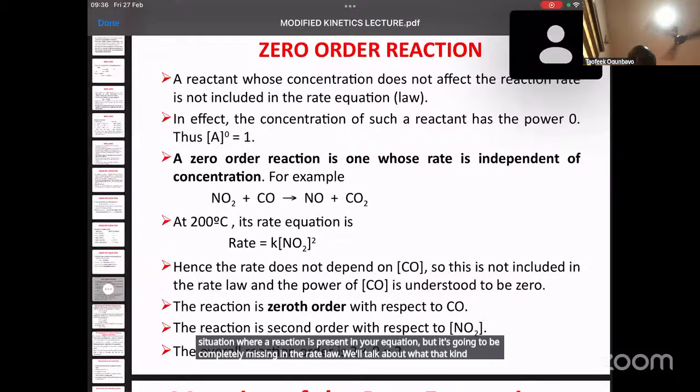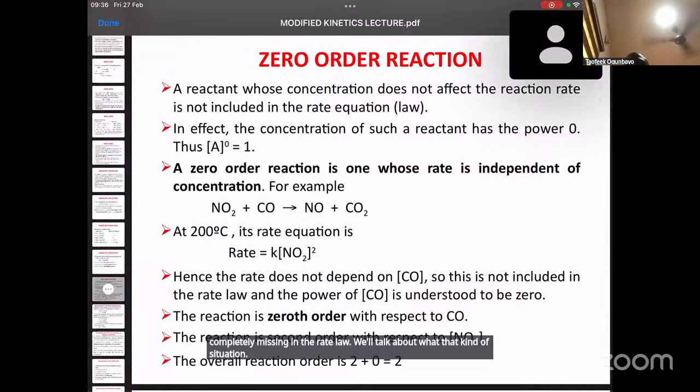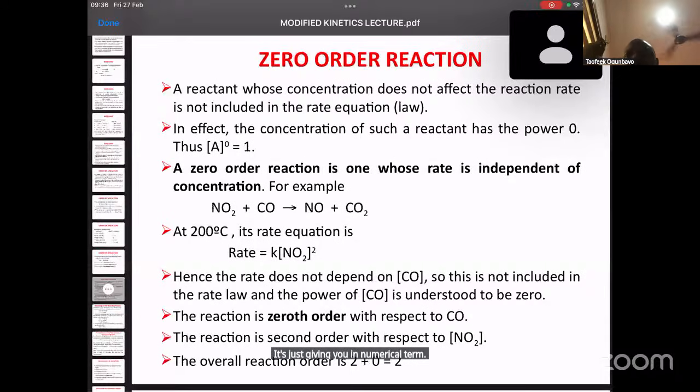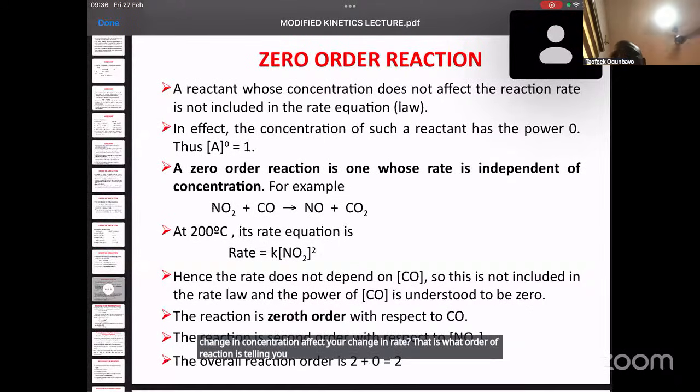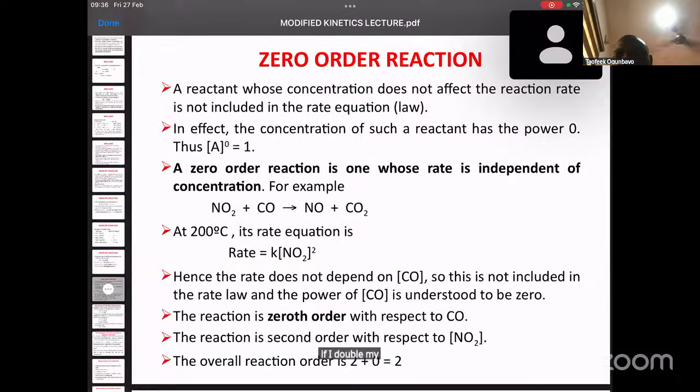Now, the one we're getting to is the zero order reaction. What order is telling you is, in numerical terms, how much a change in concentration affects your change in rate. That is what order of reaction is telling you. For example, if I double my concentration and the rate doubles, that is a first order reaction, because they are equal.